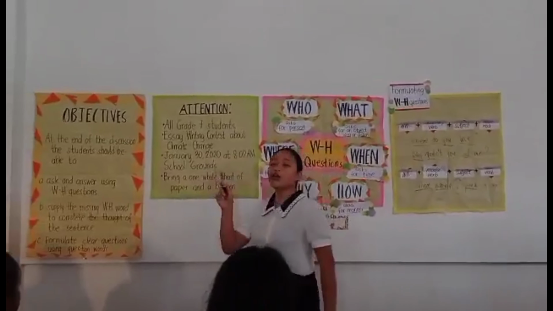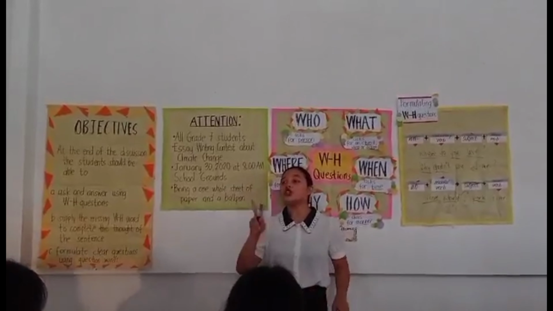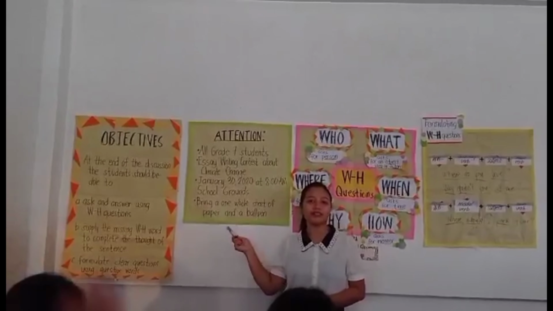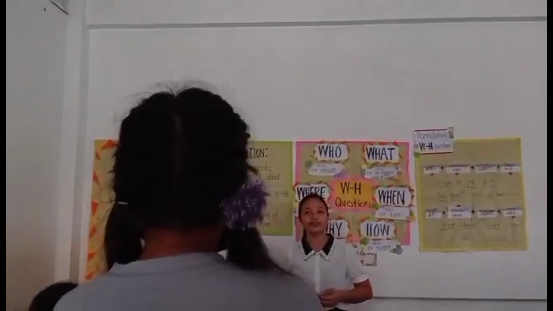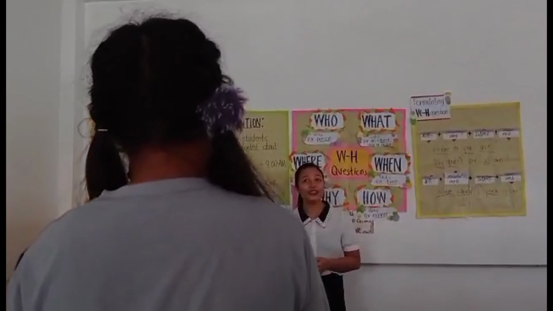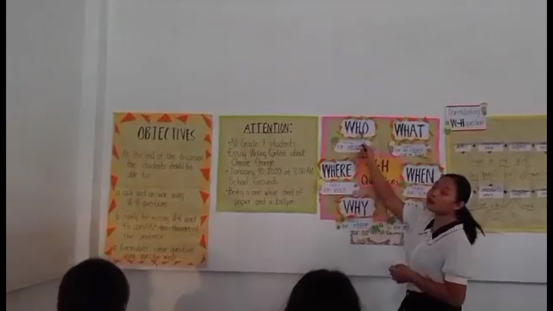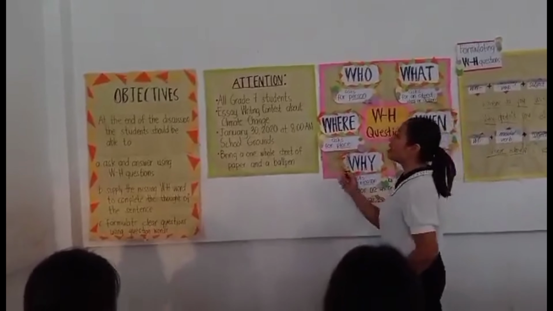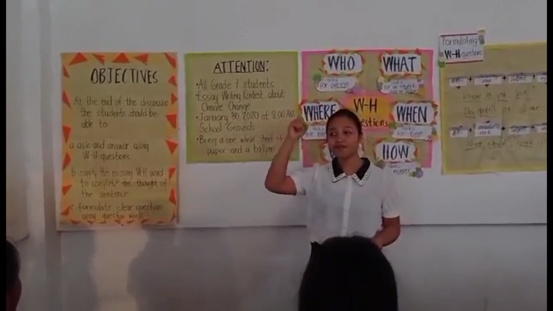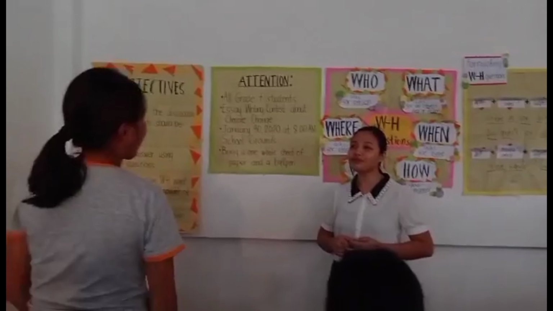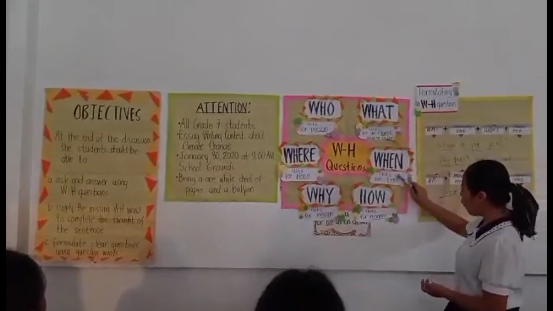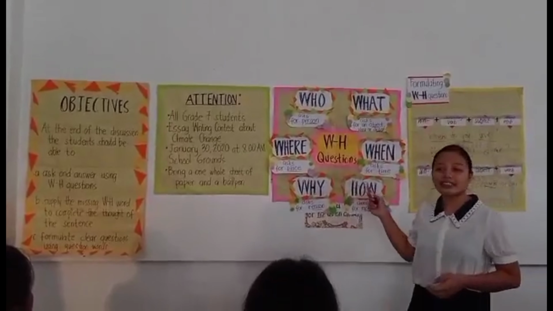All right. Now let's go back to this announcement. Who among you here can formulate 2 questions out of this information? Okay, Eliza. Who are joining the contest? All right, you're using the WH question who, meaning you're asking for the person. Very good. And now, when? Okay, when will it be held? You're using WH question when, meaning you're asking for time.